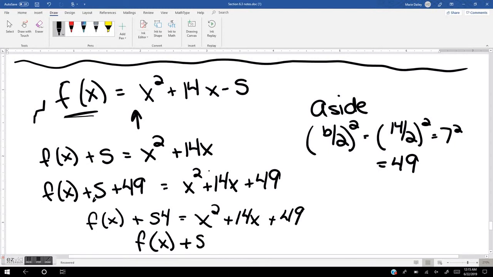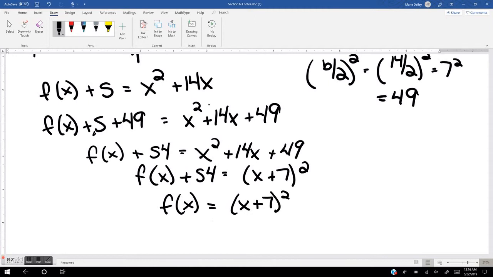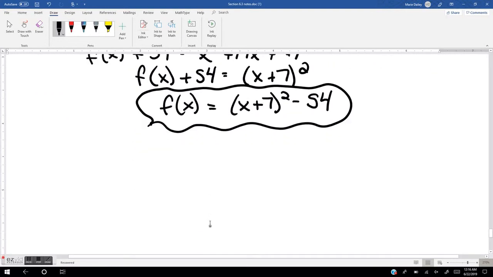Okay, so f of x plus 54, factoring the right-hand side, is x plus 7 squared. Now, solving for f of x, we're just going to subtract that 54 from both sides. So f of x equals x plus 7 squared minus 54, okay? So we kind of used completing the square there. We just simply rewrote the equation. Notice we didn't use step 6 where we took the square root of both sides. We just rewrote that equation a little bit.